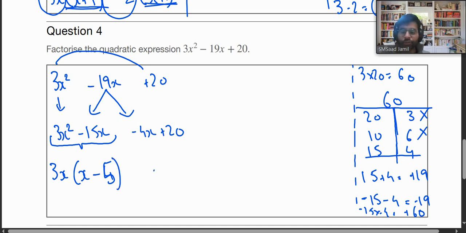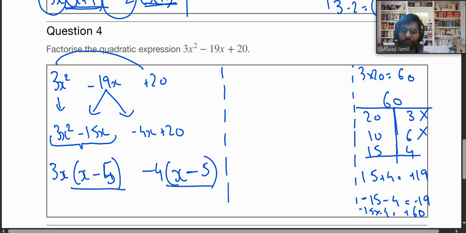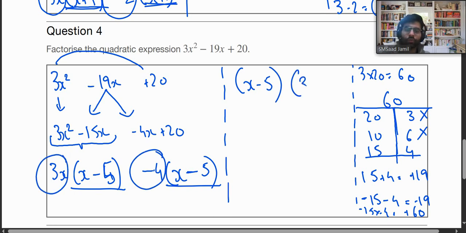-4x + 20, what is common? -4. When I take -4, what remains? x - 20 divided by 4 is 5. Now look, you get x - 5, you will write it one time. And then you have 3x - 4, you will write it over here, 3x - 4. This is your answer.